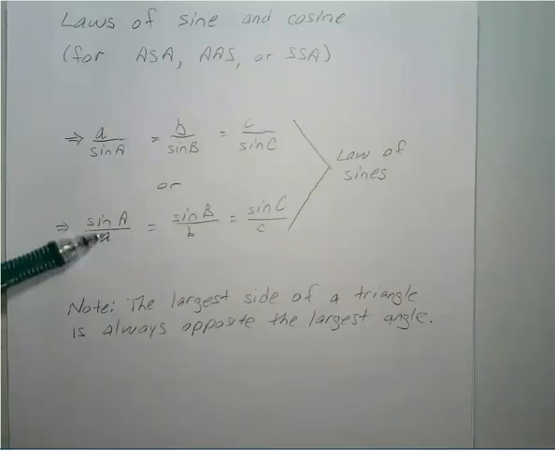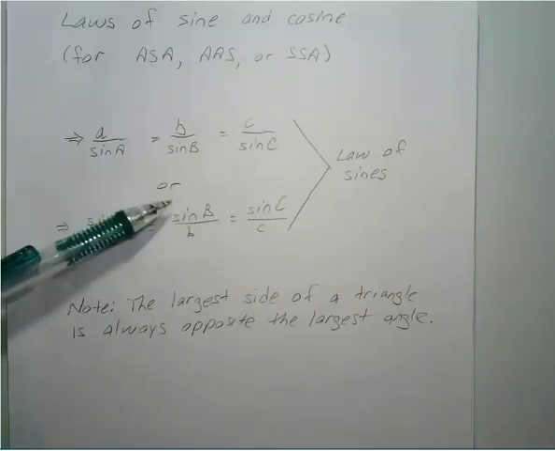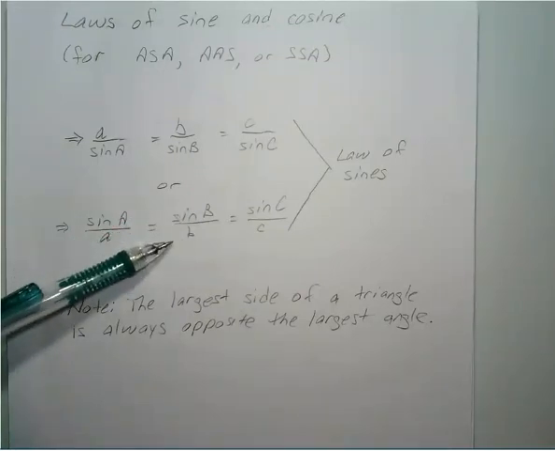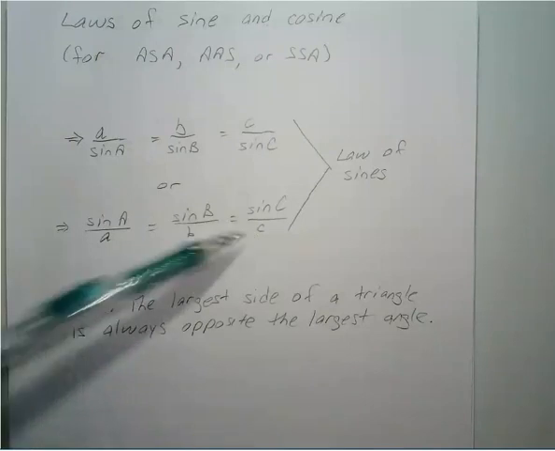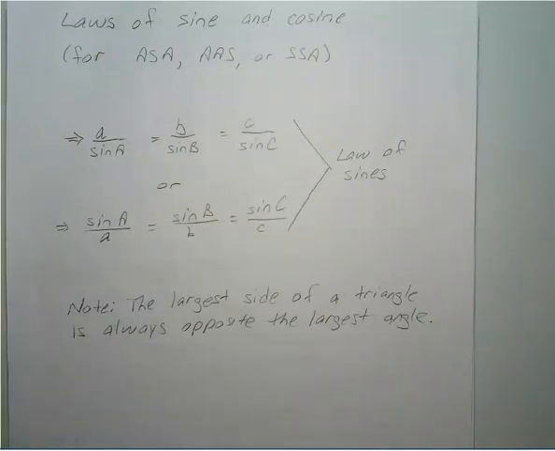Or you can just flip those around and have sine of A over side A equals sine of B over side B equals sine of C over side C. Now, a little thing you want to remember is that the largest side of a triangle is always opposite the largest angle. And that comes in handy.